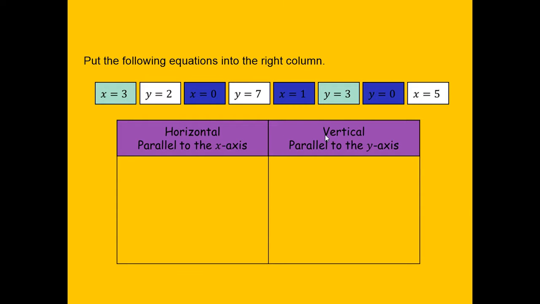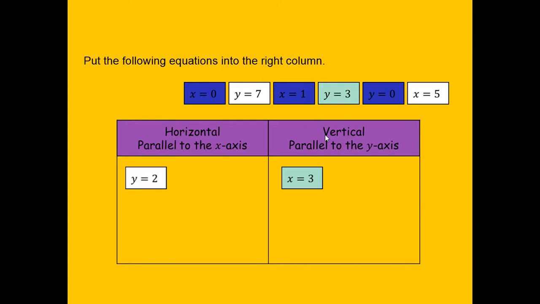Okay, so the first one, x is equal to 3. What did we say? It is going to be vertical, because remember, all the x coordinates would have a value of 3, but the y coordinates will change. So therefore, this one has to be vertical. y is equal to 2 would have to be horizontal, because the y coordinate would stay the same at 2, all right?